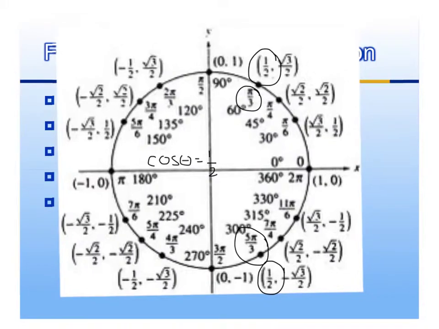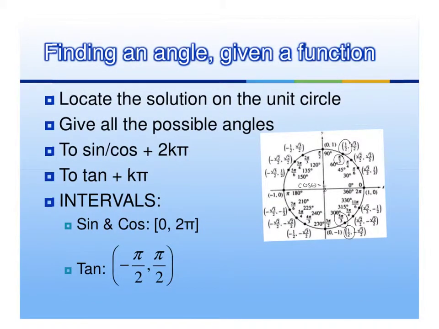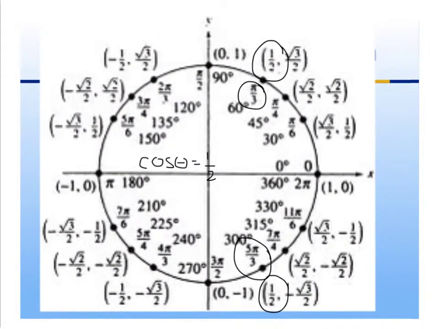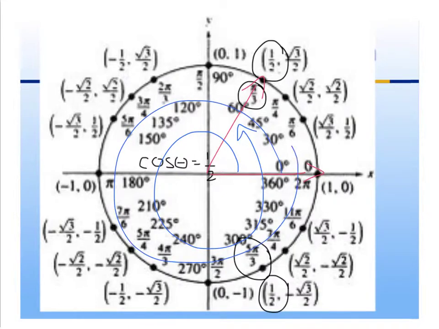But that's just one solution at pi over 3. When we're listing all possible solutions, remember, sine and cosine cycle in intervals of 2 pi. So I might say plus 2n pi, or plus 2k pi. What that means is, let's look at our unit circle. At this angle, at 60 degrees, cosine is a half. If I go plus 360 to that angle, cosine is still a half.